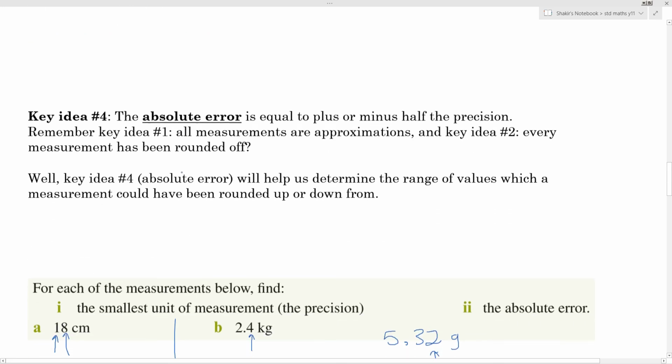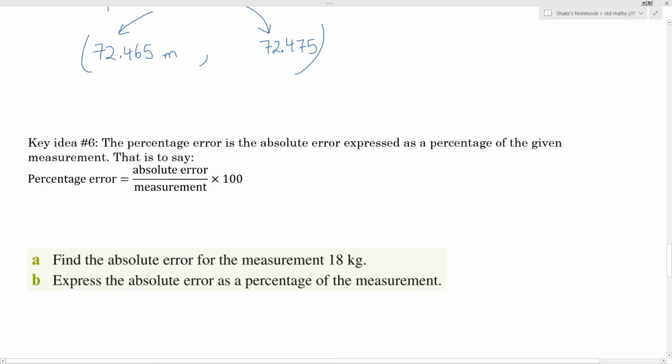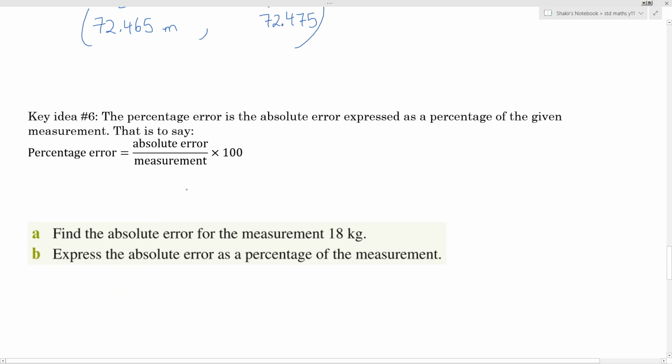Once you have absolute error, then you can do limits of accuracy, and you can do this one as well. So for every definition, you kind of use it in the next definition. So percentage error is just absolute error over the measurement multiplied by 100.